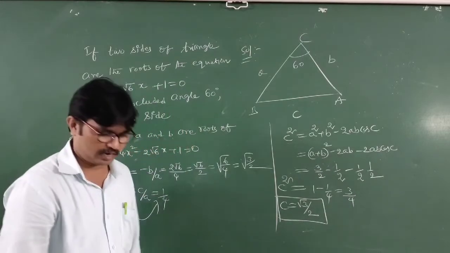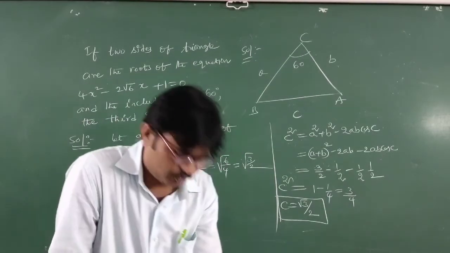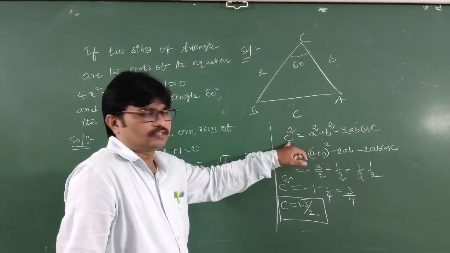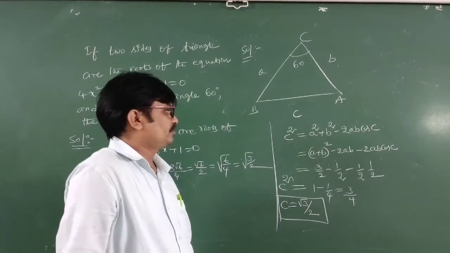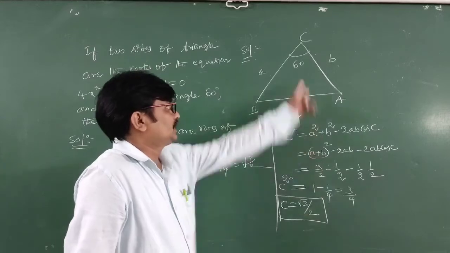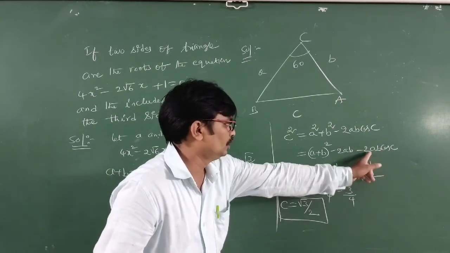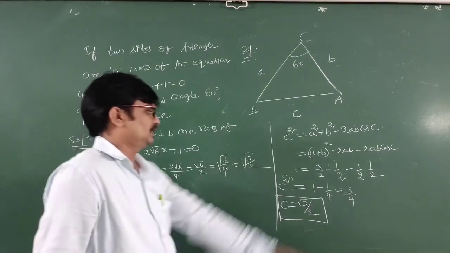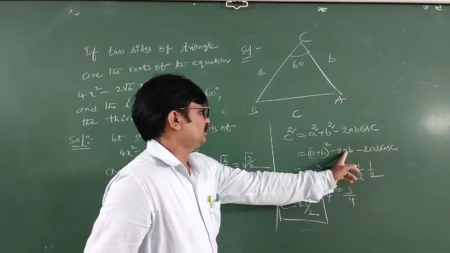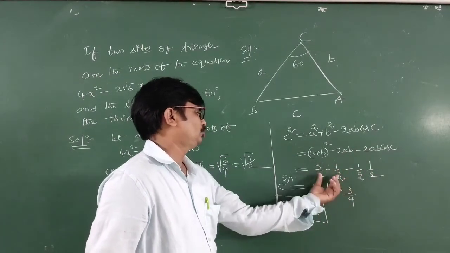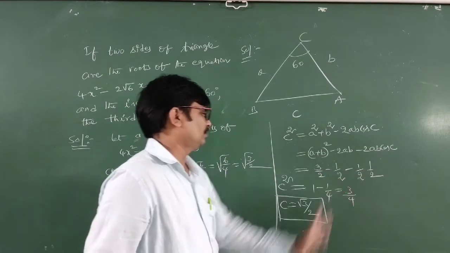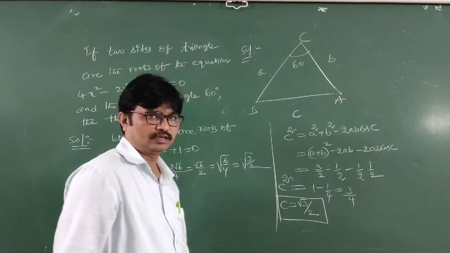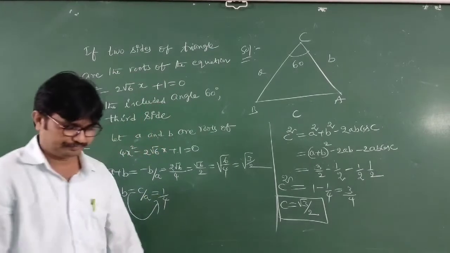Write down students, the third side is root 3 by 2. Is it clear? We have to apply only the cosine rule. c square equal to a square plus b square minus 2ab cos C. Cos 60 degrees is 1 by 2, and ab is 1 by 4. Then 2ab cos C is 1 by 2 and so on. 3 minus 1, 2 by 2 is 1, this is 1 by 4. Therefore 3 by 4 is c square, and c is root of 3 by 2.